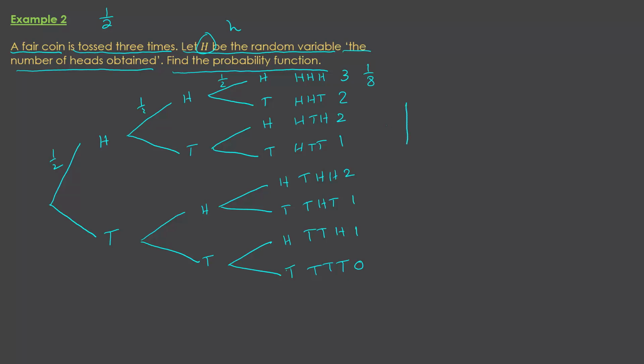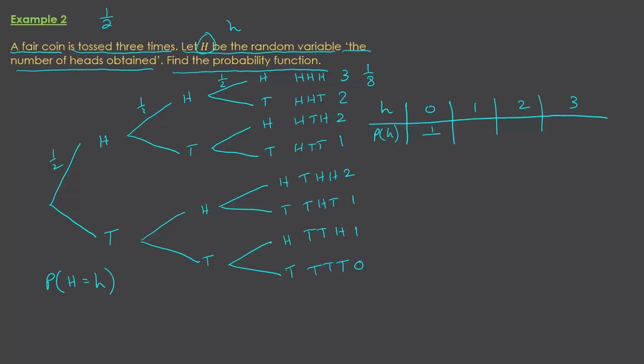So if we express this as a table, we would have the outcomes 0, 1, 2, and 3. These would be the possible values of h, and this would be the probability of h, which is shorthand for the probability of the random variable h taking the value h.